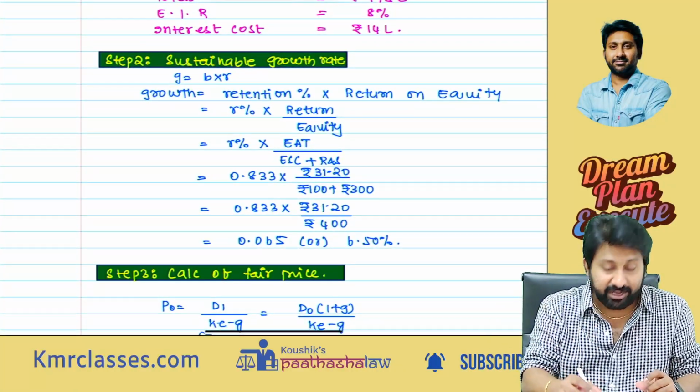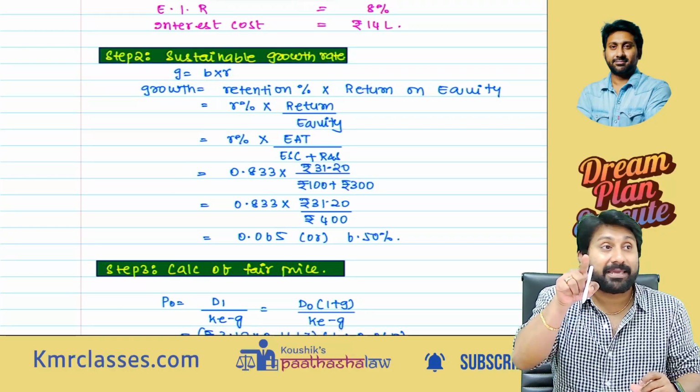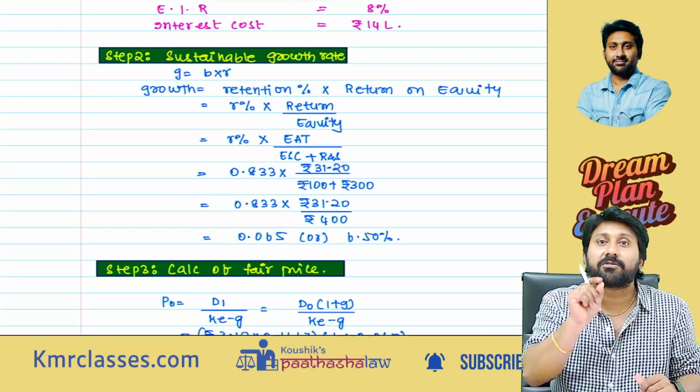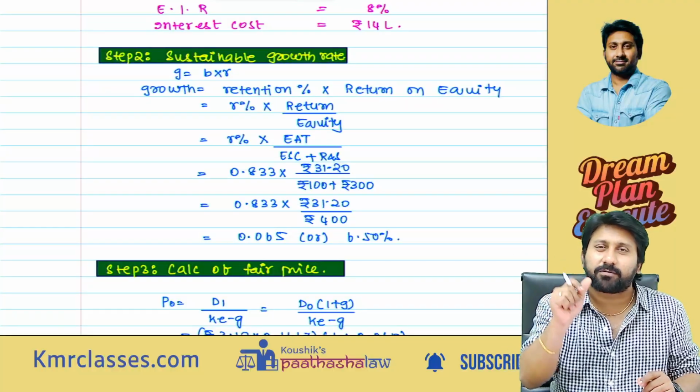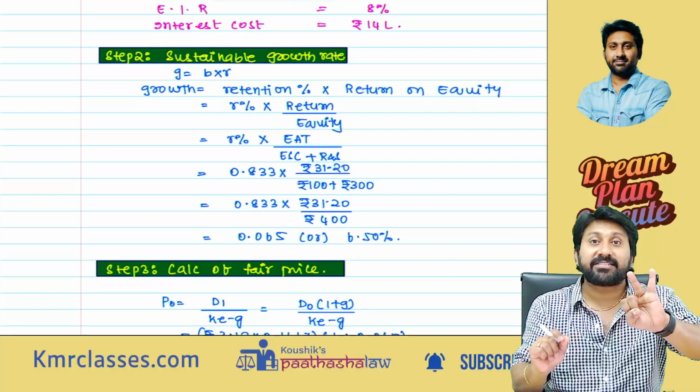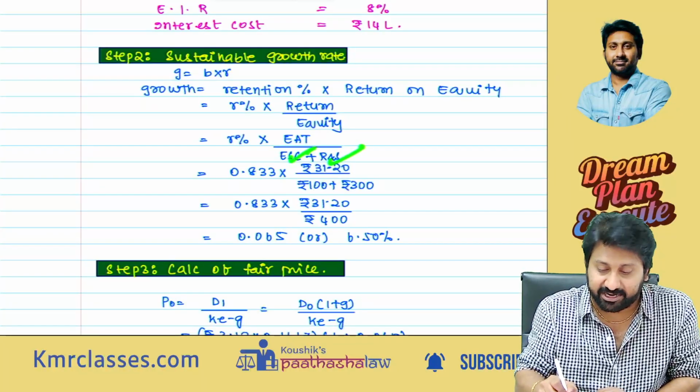First part I told, G equal to B into R. They will give you BVPS. BVPS means book value per share, which means book value divided by number of shares. What is book value? Equity share capital plus reserves and surplus at balance sheet value.